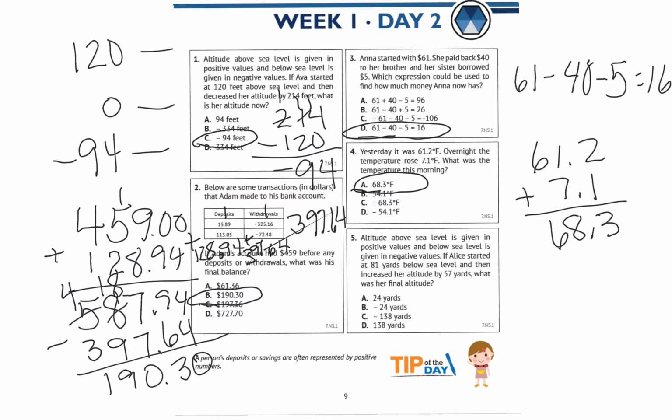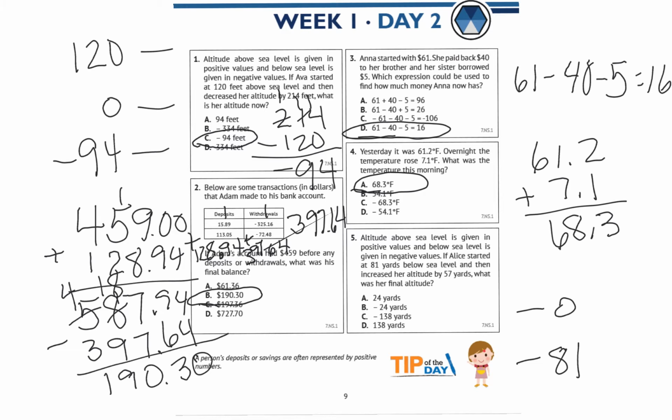Number 5. Altitude above sea level is given in positive values and below sea level is given in negative values. If Alice started at 81 yards below sea level and then increased her altitude by 57 yards, what was her final altitude? Let's start by making a number line. And Alice started at 81 below sea level, so that's negative 81. And let's write sea level as 0.